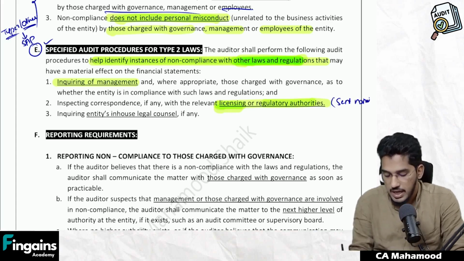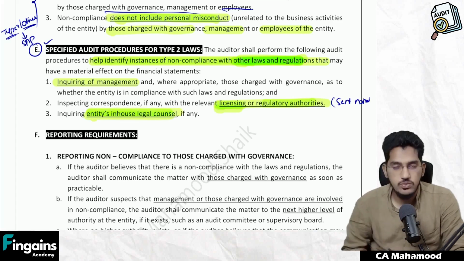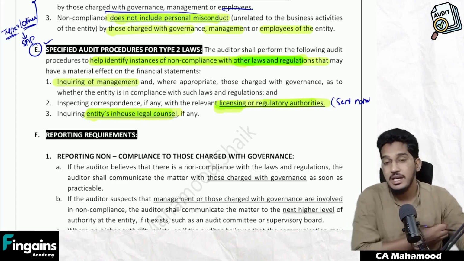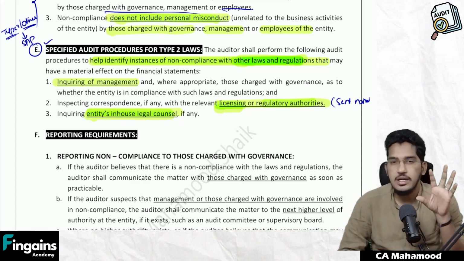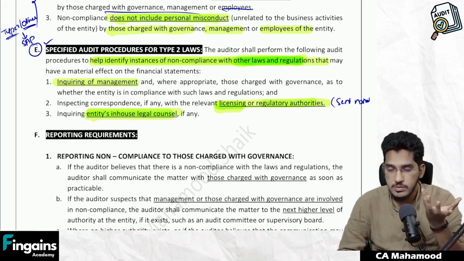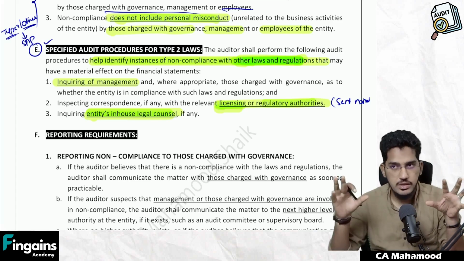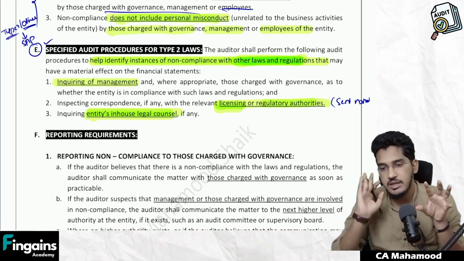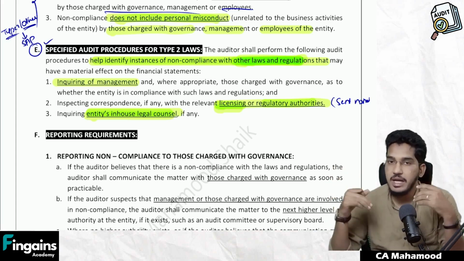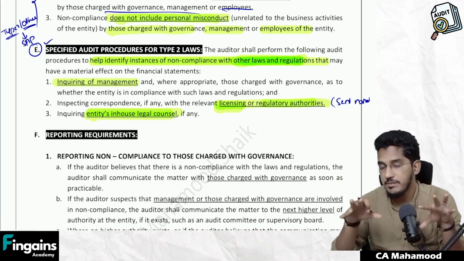And then finally, you go and inquire with the entity's in-house legal counsel. You should also go and inquire with whom? The entity's in-house legal counsel. First of all, what do you mean by legal counsel? Legal department. In-house legal counsel means the internal legal department. See, in big companies like Reliance or so-called listed companies, they will have a dedicated legal team within the company. They have some lawyers as employees who will work with the company as a team.